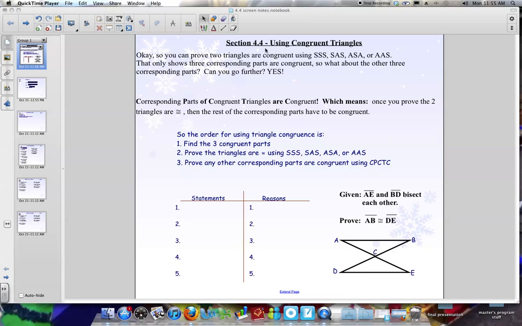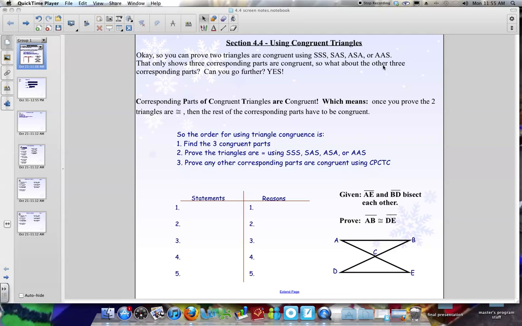This lesson is on section 4.4, using congruent triangles. In the last two lessons, we have shown the 4 different ways that exist in order to prove that two triangles are congruent: side, side, side; side, angle, side; angle, side, angle; and angle, angle, side. You need 3 pieces of each triangle to be congruent in order to show that the triangles are congruent.